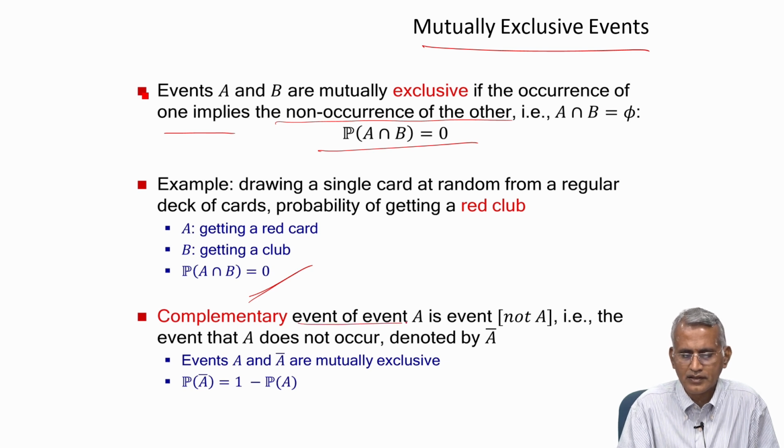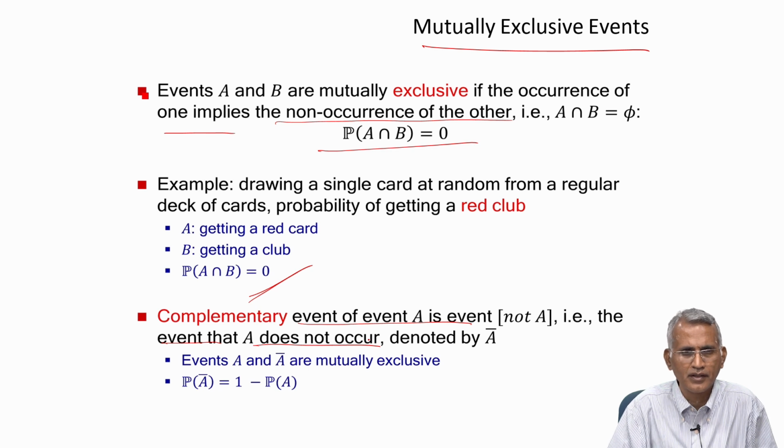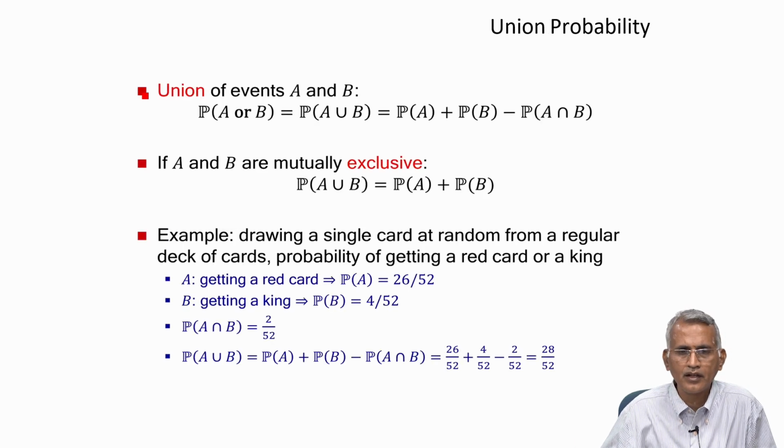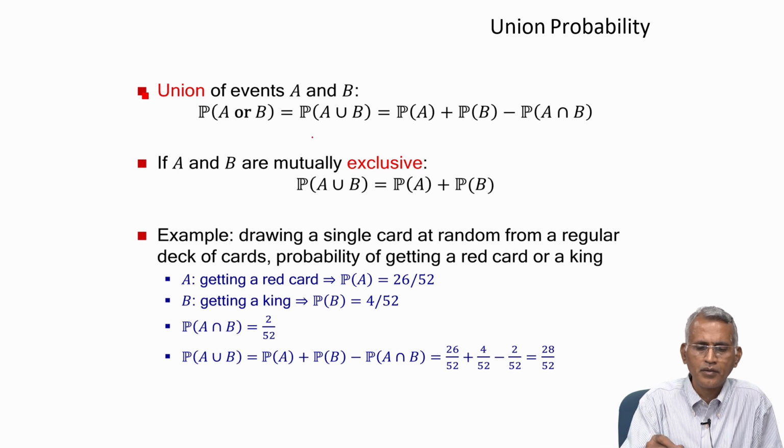The complement of event A is event not A, that is, the event that A does not occur, denoted by A complement. So, that is the meaning of complementary. Events A and A complement are mutually exclusive, therefore the probability of A complement equals 1 minus P of A. Next, union probability. The union of events A and B is the probability of A or B, that is the probability of A union B, which is equal to the probability of A plus the probability of B minus the probability of A intersection B.